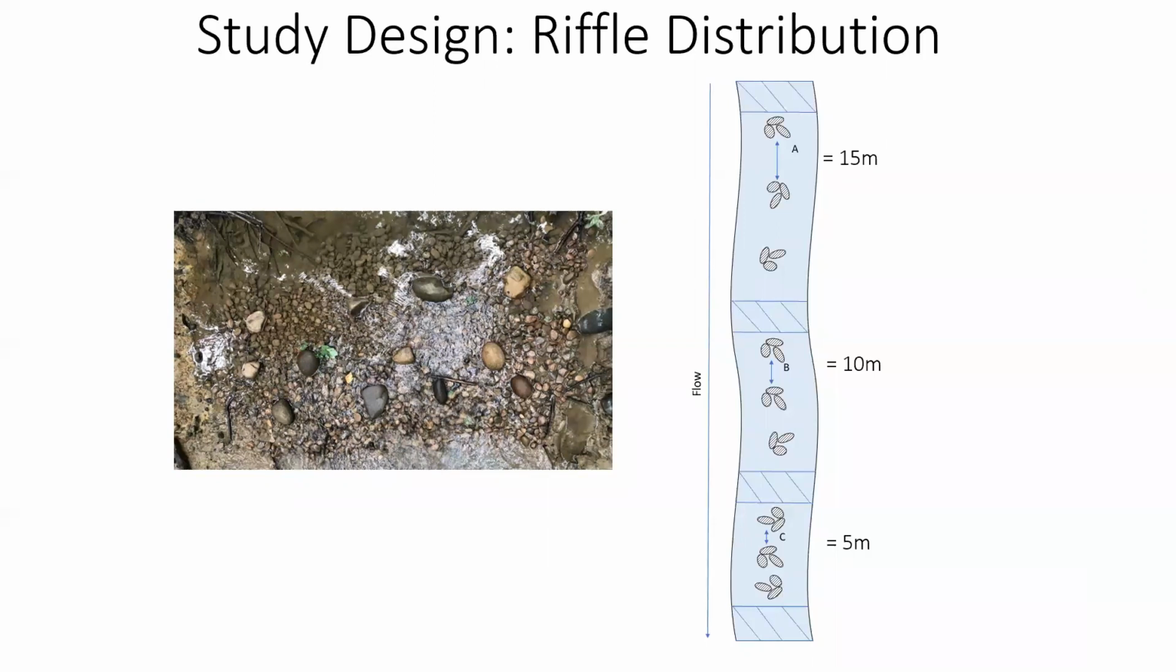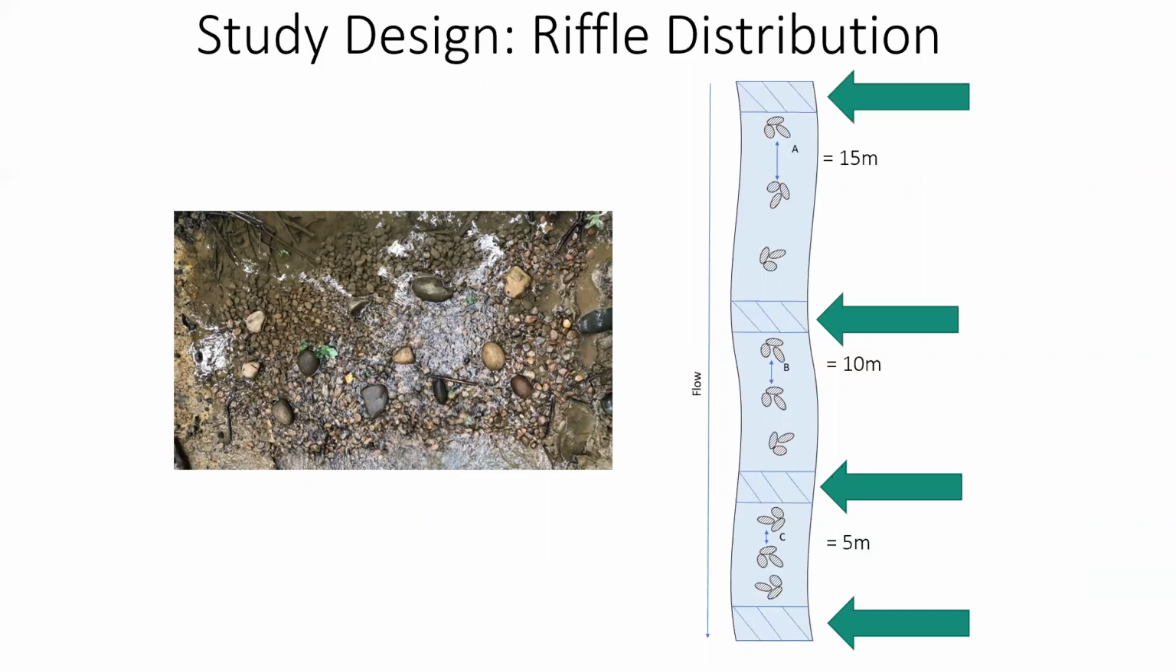The first set of riffles were built 15 meters apart. The second set were built 10 meters apart. And the final 3 riffles were built 5 meters apart. The sets of riffles were separated by buffer regions, and we included an upstream control reach above all of the riffles in our study.